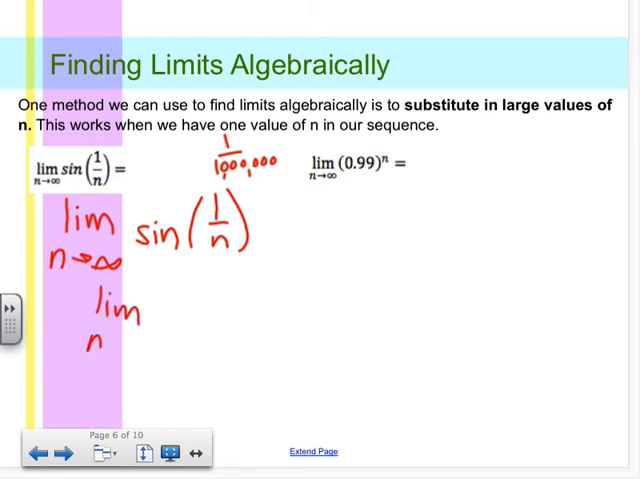So instead of looking at something crazy like that, I'm just going to change that to 0. Because that 1/n, as I get larger and larger n values, is going to get closer and closer to 0. So then all I'm really looking at is sine of 0. Sine of 0 is 0.